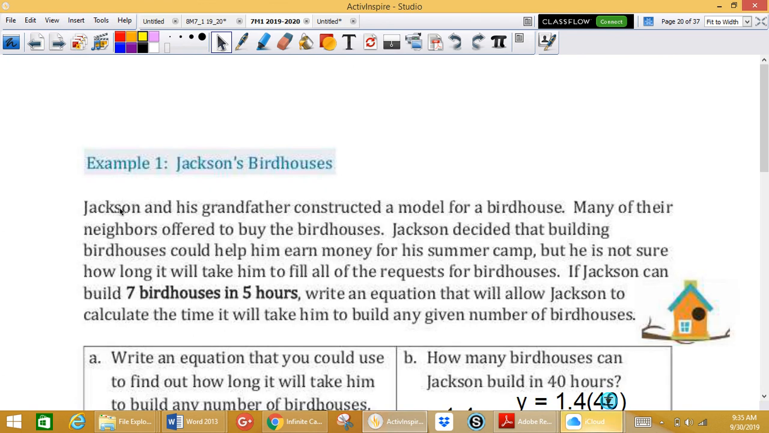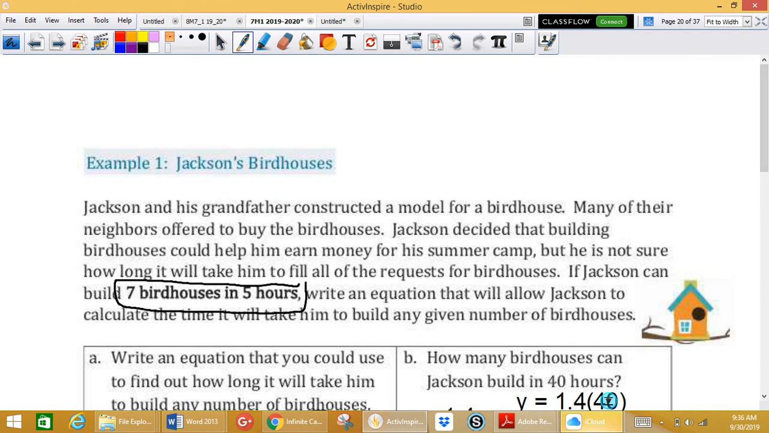Example 1, Jackson's birdhouses. Jackson and his grandfather constructed a model for a birdhouse. Many of their neighbors offered to buy the birdhouses. Jackson decided that the birdhouses could help him earn some money for his summer camp, but he's not sure how long it will take him to fill all of the requests for birdhouses. If Jackson can build 7 birdhouses in 5 hours, write an equation that will allow Jackson to calculate the time it will take him to build any number of birdhouses.